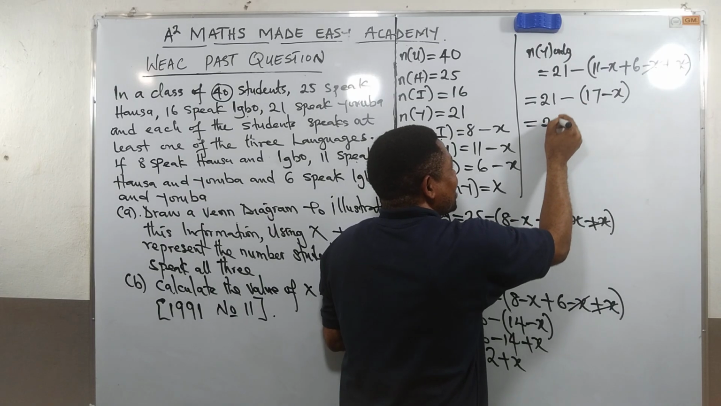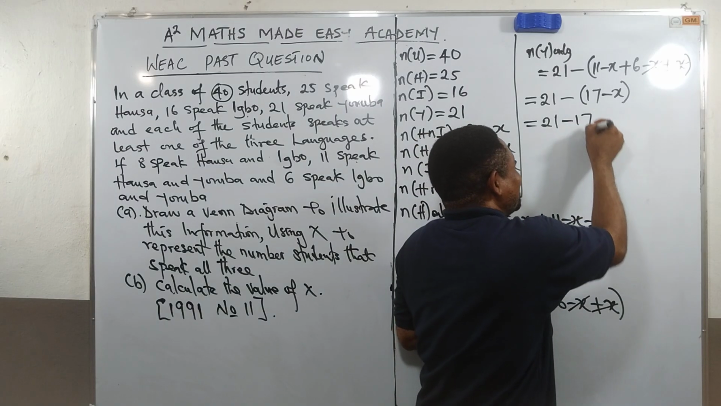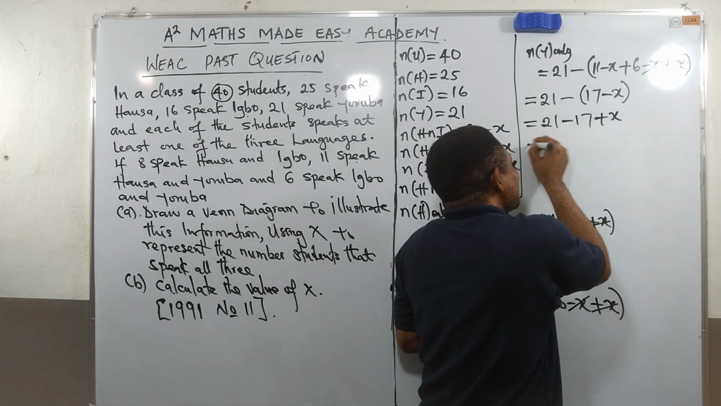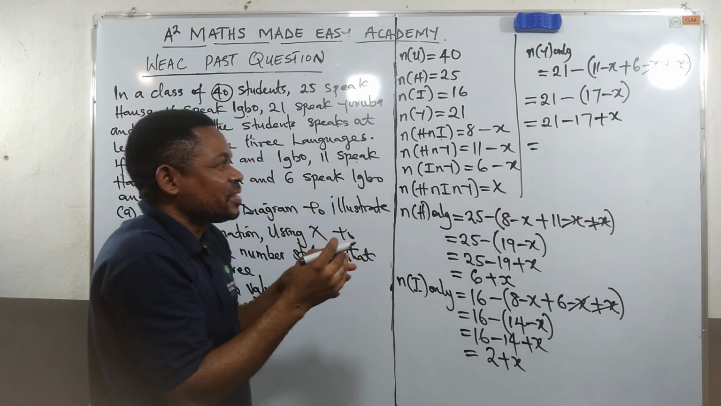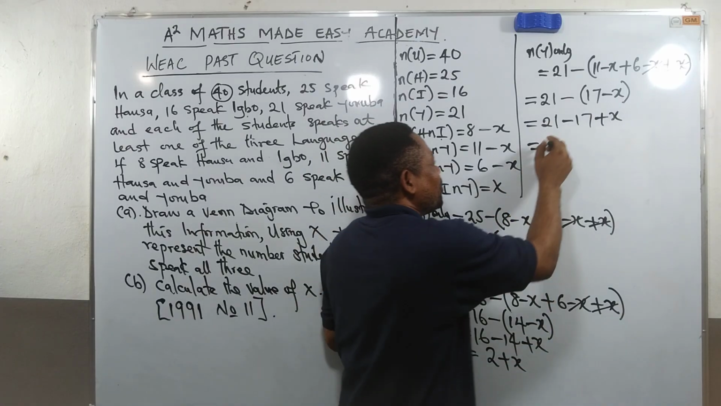Minus. Wow. Can I say 21, right? Minus times 17 will give us minus 17. Minus times minus X will give us plus what? X. Can you now see that Yoruba is visible, right? So what do we say? 21 minus what? 17. Talk to me. What is the answer?